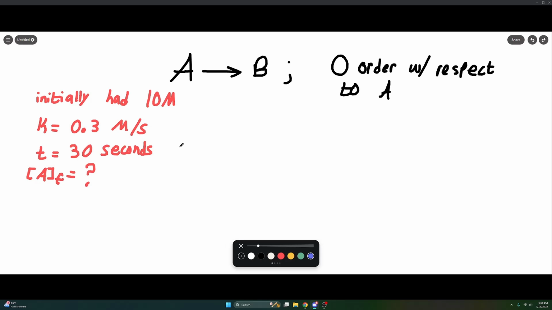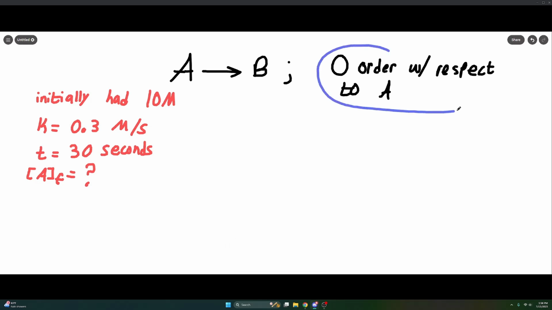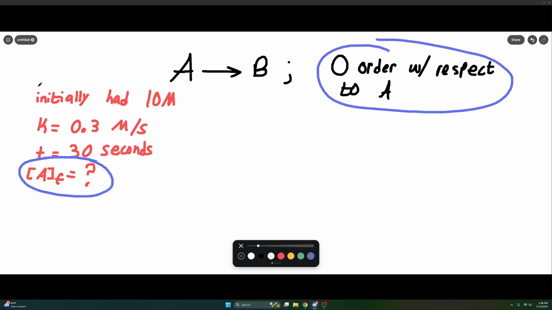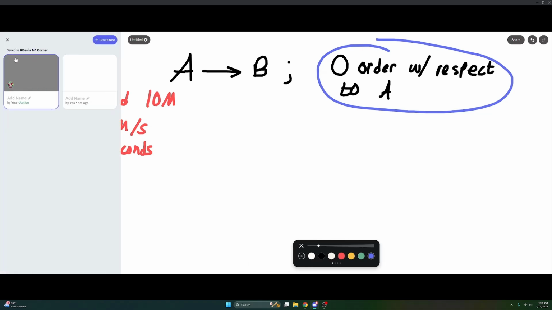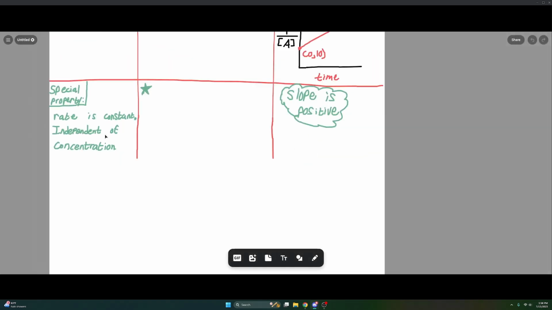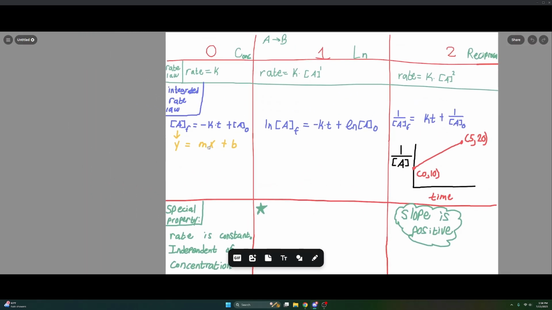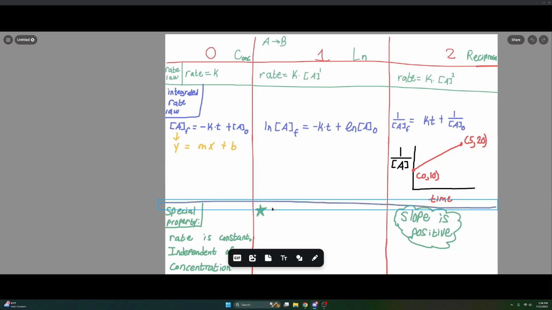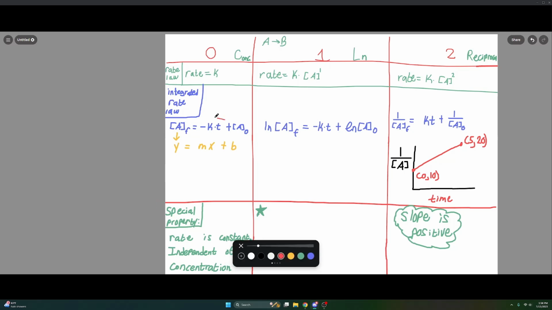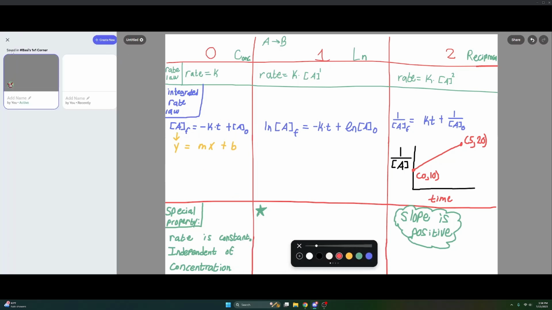The only real question is, what formula am I using? How do I even approach this? Well, I told you it's 0 order. And you know we are looking for final concentration. So I'm going to refer to my cheat sheet real quick. All right, I got a 0 order, so I'm looking all the way in the left column. I'm looking for initial concentration. The only formula I see that has initial concentration is right there. So I'm going to go ahead and steal that.